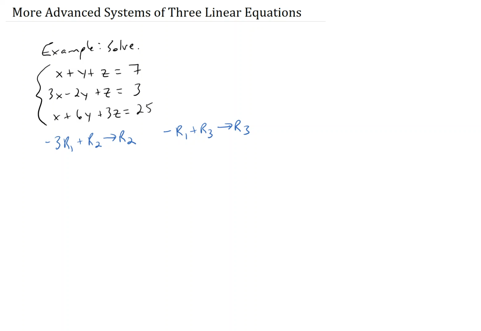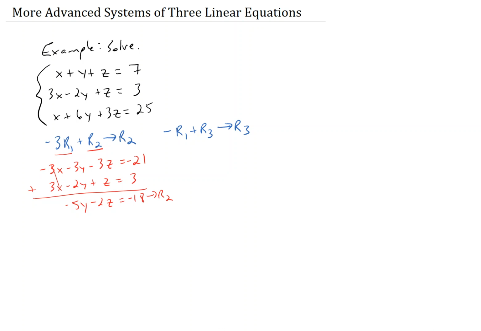So let's see what these look like. -3 times row 1, that's going to be -3x minus 3y minus 3z equals -21. Plus row 2, well, row 2 is just 3x minus 2y plus z equals 3. And I add those together, and you'll see that the x's cancel. And I'm left with -5y minus 2z equals -18. So that's my new row 2.